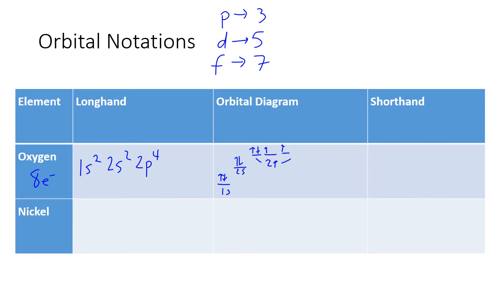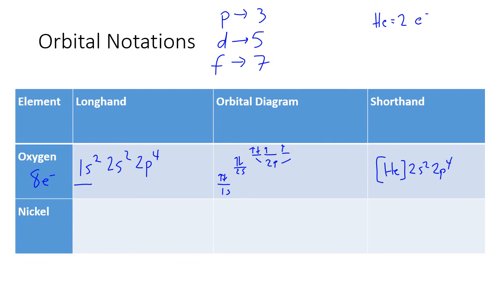The shorthand would be to look at the noble gas that comes before oxygen, and the noble gas that comes before oxygen is helium. Now, helium has 2 electrons in it, and so that would explain the 1s2 orbital. And so what we'd have to do is write everything that came after helium, and after helium we would have the 2s2 and the 2p4 orbitals available and being used.